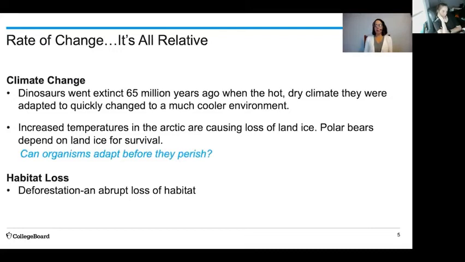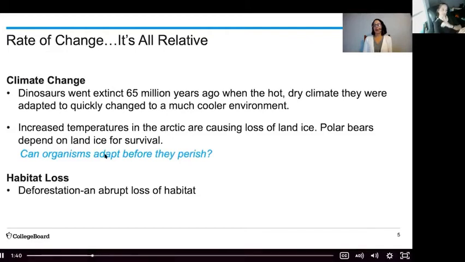We also looked at polar bears and how climate change, or increasing temperatures, is causing a loss of sea ice that the polar bears depend on for survival. So the big question I want you to keep in the back of your mind is, can organisms adapt before they perish? That's really what we're going to try to dig into and explain. And I'm not going to have the answer for you by the end of this lecture. When we get into populations in Unit 3, we're really going to start bringing some of these concepts together. So our population ecology and community ecology is our next chapter as well.